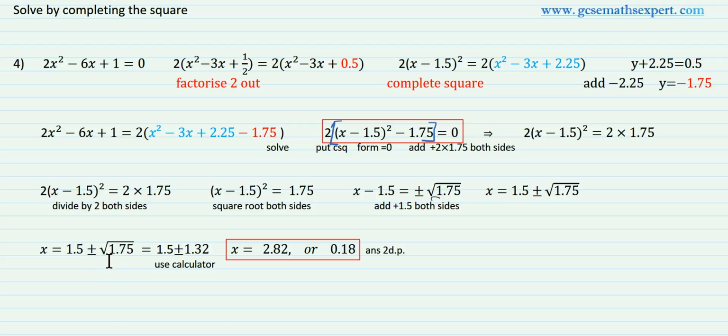Then we use a calculator to find the square root of 1.75. And so the two solutions are 1.5 plus or minus 1.32. That's the square root of 1.75. So the two solutions will be 1.5 plus 1.32, which will be 2.82. That's one solution. The other solution will be 1.5 minus 1.32, so it will be 0.18. So the answer is given to 2 decimal places.